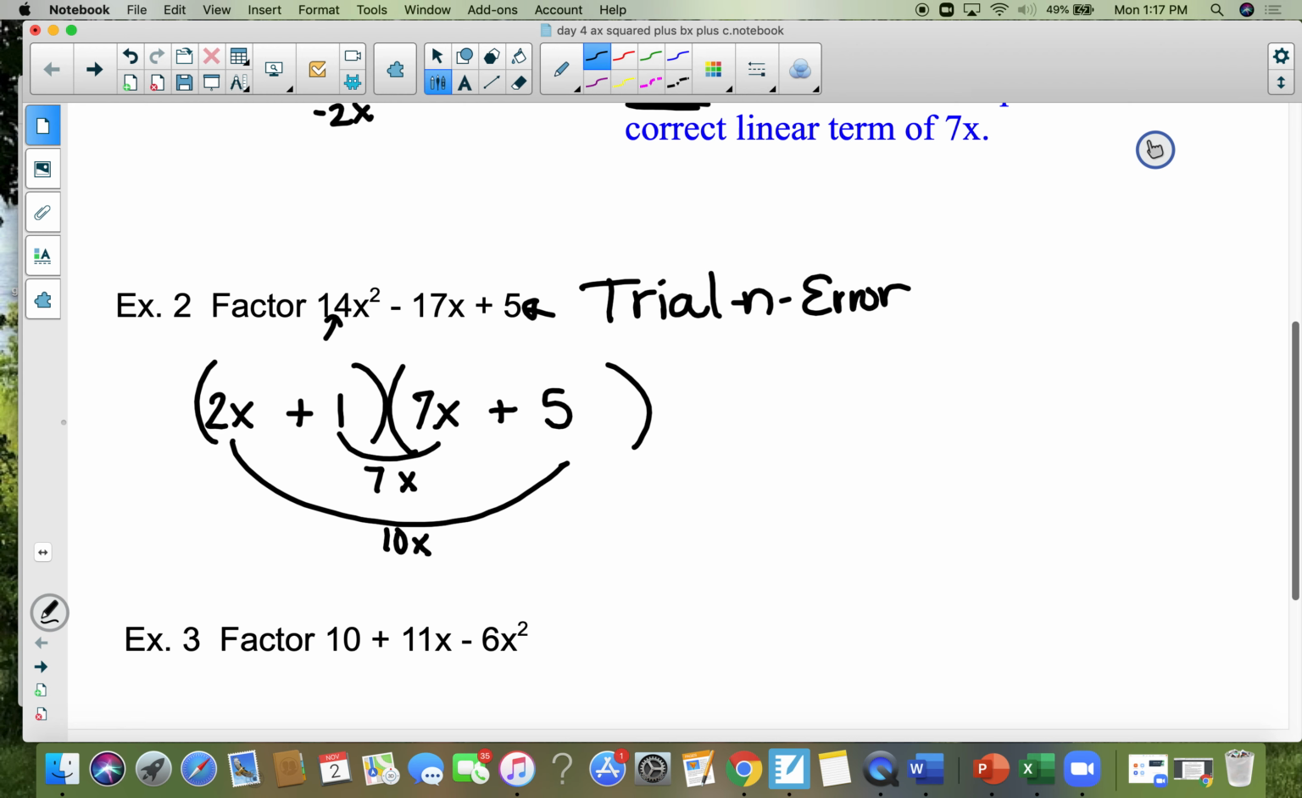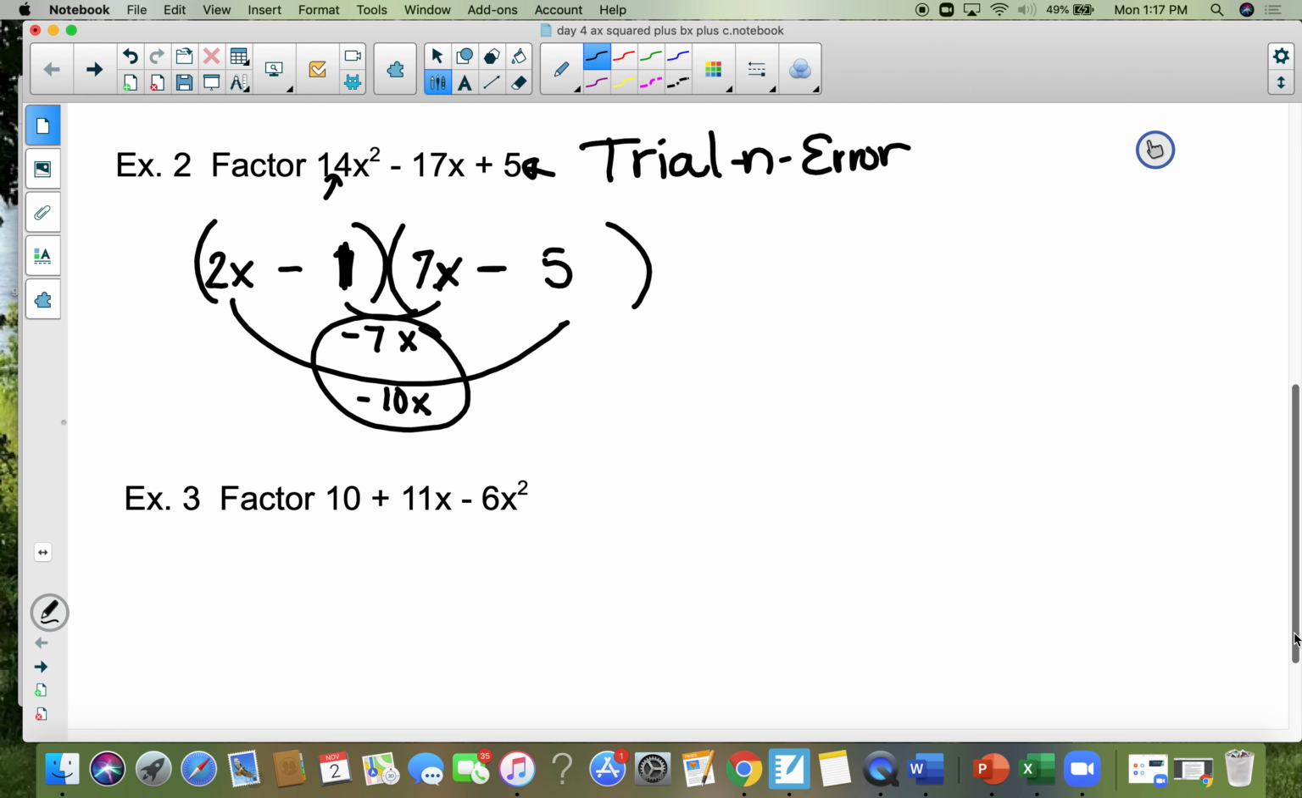but I need them both to be negative, so I need to switch these. I need to make these a negative, whoops, this was supposed to be a 1, and this is supposed to be a negative 5, so let's check it. That makes a negative 7x, that makes a negative 10x, and you need a negative 17x, so I got it right.